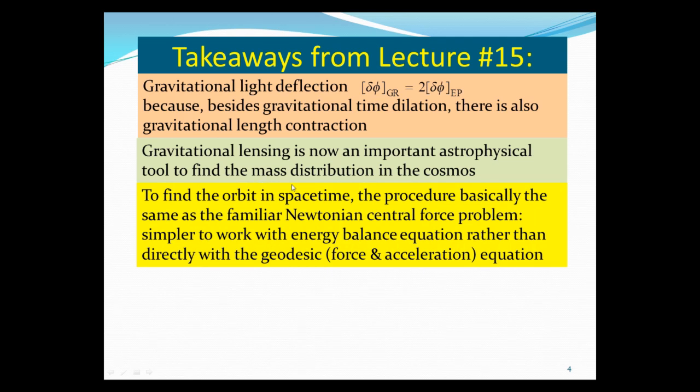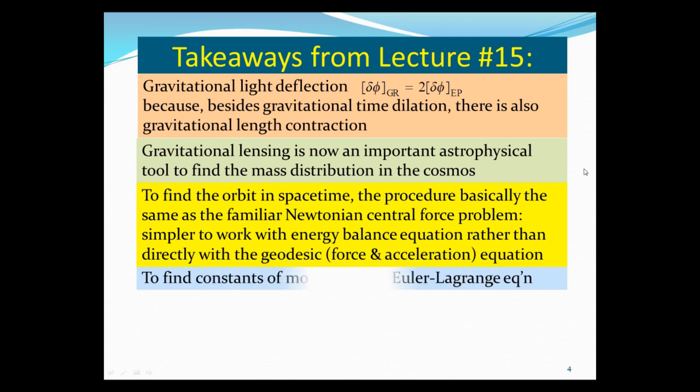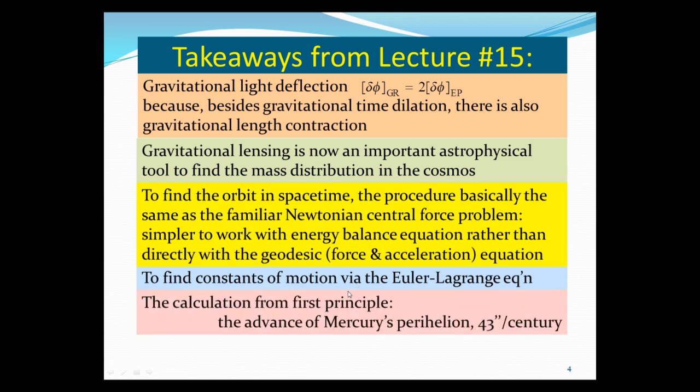To find the orbit in space-time, the procedure is basically the same as the Newtonian central force problem. It is simpler to work with the energy balance equation rather than with the geodesic equations, the F equals ma equations, which in this case is the geodesic equation. And you can find the constants of motion by using the Euler-Lagrange equation, and then calculate from first principles the advance of Mercury's perihelion, the 40 arcsecond per century advance.